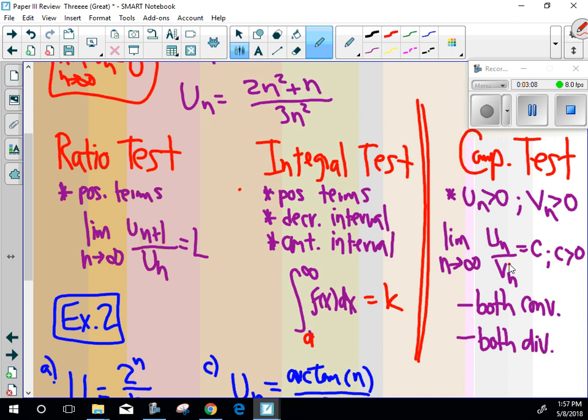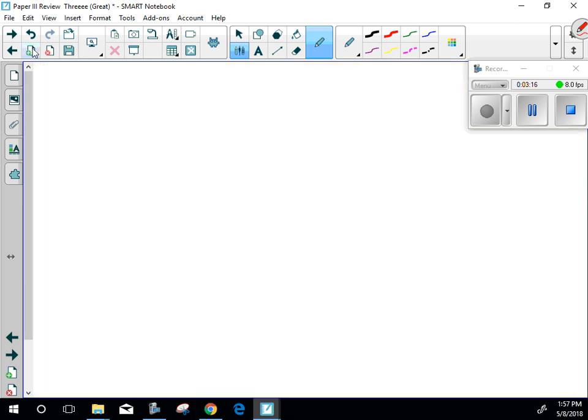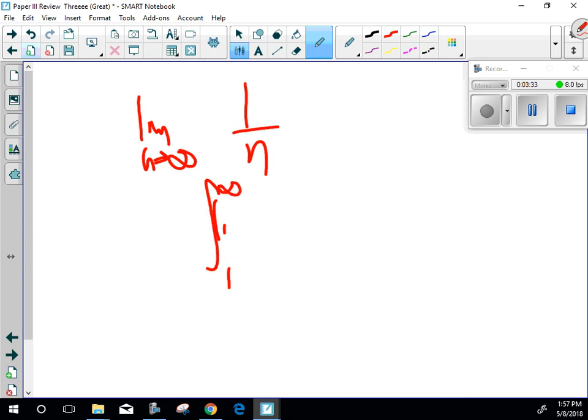If you get a constant, then they're both convergent or both divergent, and you have to know one of them. And the one that we usually knew was this one. 1 over n. What was that? 1/2 plus 1/3 plus 1/4. Divergent. That one diverges. And you can prove it by taking the integral from 1 to infinity of 1 over n dn. What is the integral of 1 over n dn?